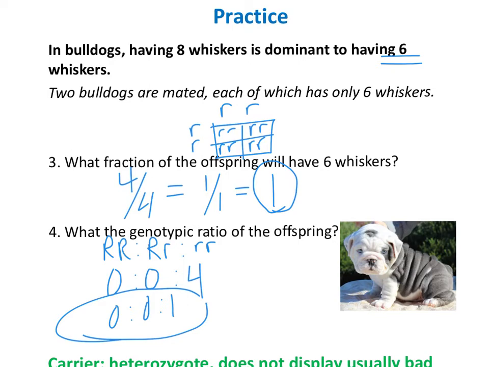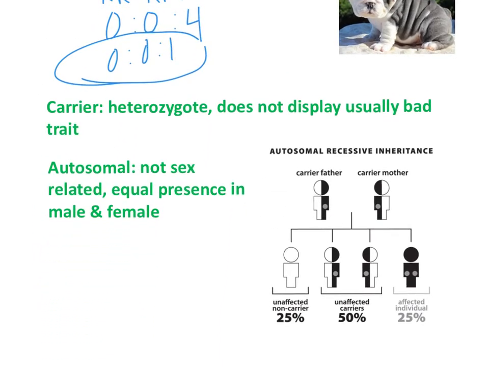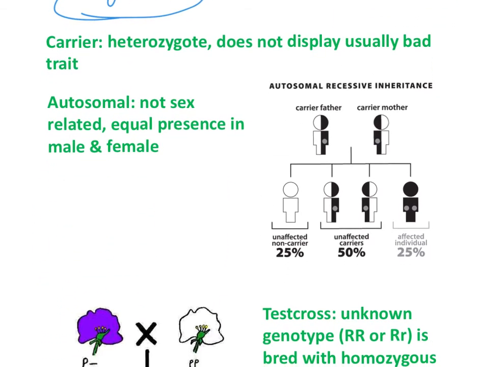Now to introduce some new vocab. A carrier is somebody who is heterozygous, meaning they have the allele for a particular trait, but they are not showing it. So we say that they carry the recessive allele. They don't show that in their phenotype, but they are carrying it in their DNA.